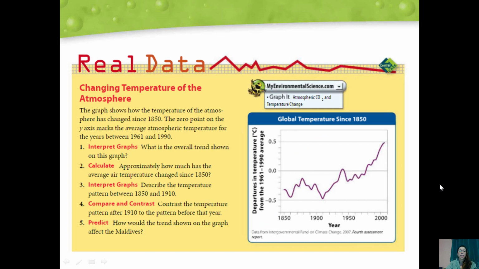Alright, so we're going to take a look at some real data. This is the changing temperature of the atmosphere. This graph here shows us the temperature of the atmosphere that has changed since 1850. The 0 point on the y-axis, right here, marks the average atmospheric temperature for the years between 1961 and 1990.